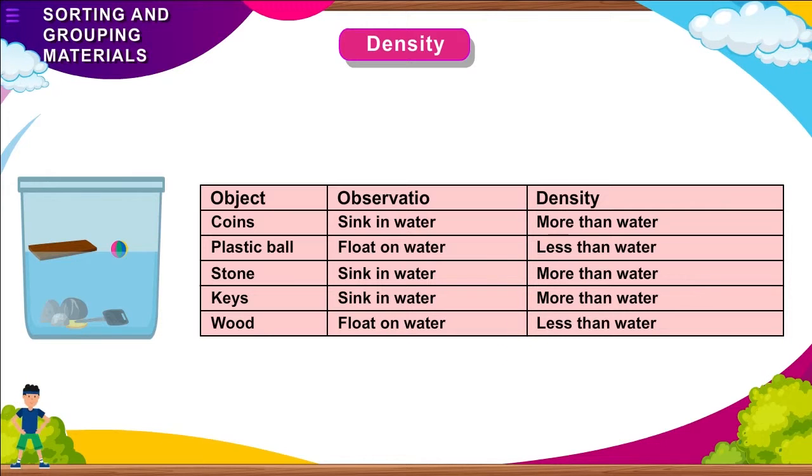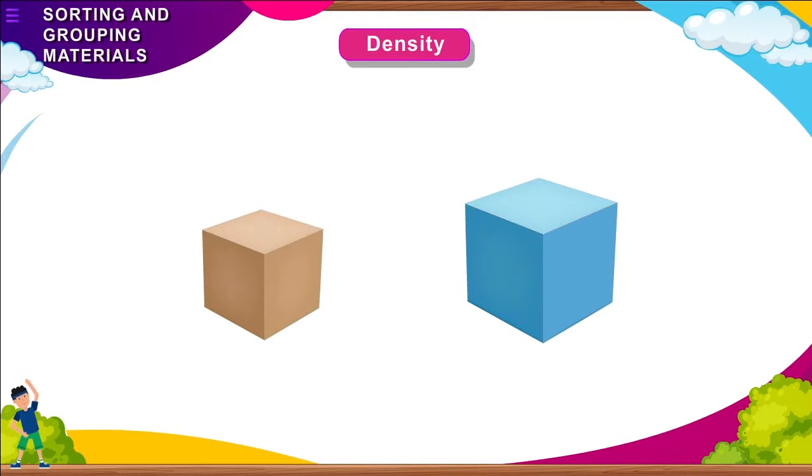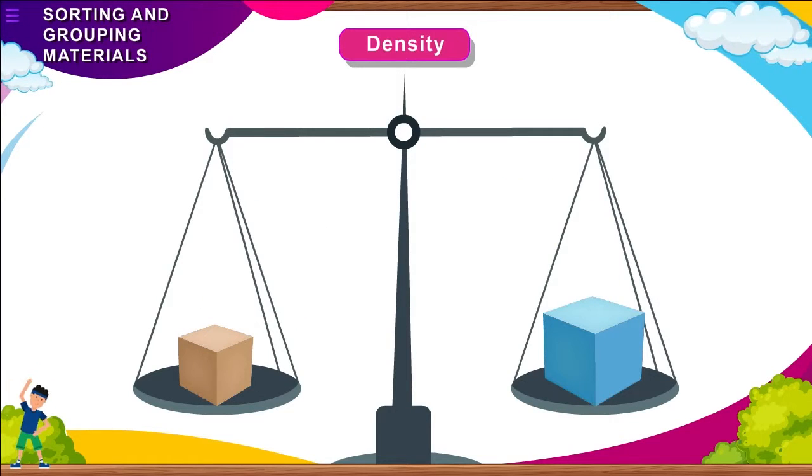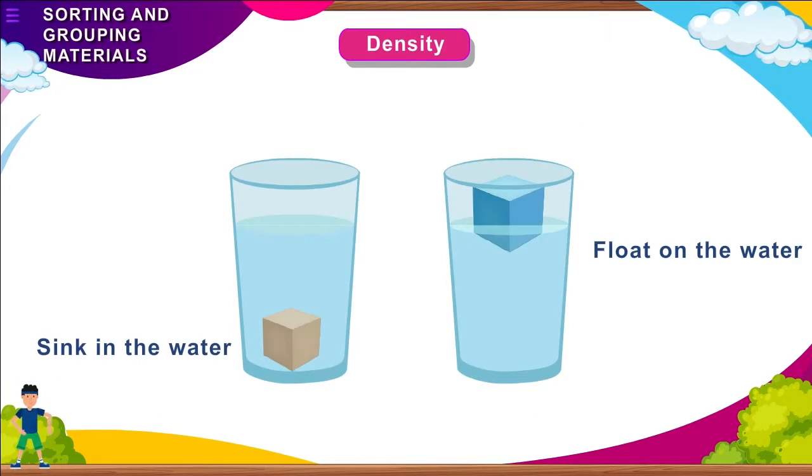This weight-volume relation is called density. There are two boxes, one large and one small, but they weigh the same. This means the small box has more density than the large box. The density of water is 1 gram per ml. If an object has density greater than 1, it will sink in water. And if the density of the object is less than 1, it will float on water.